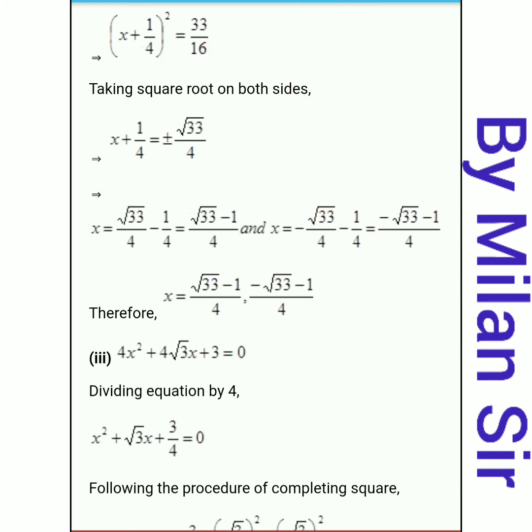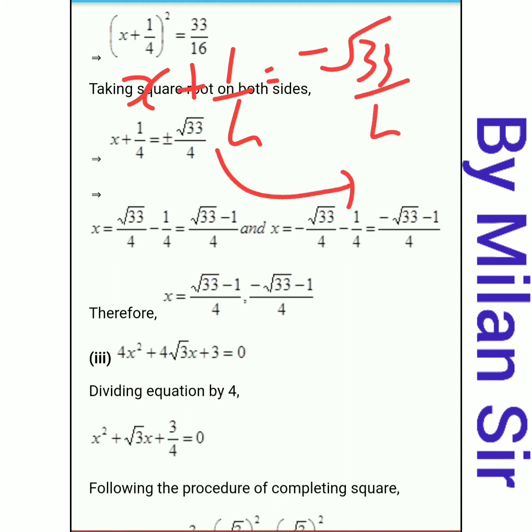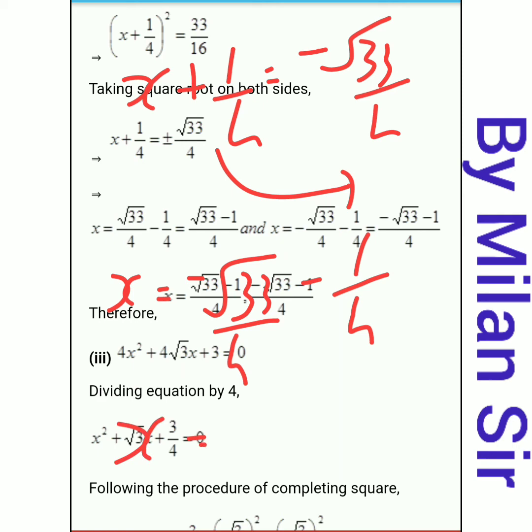Now second case, x plus 1/4 is equal to minus under root 33 by 4. Again transfer this 1/4 to the right hand side, it becomes negative. Okay, so minus under root 33 by 4. If we transfer this plus 1/4 to the right hand side, it becomes minus 1/4. Now again in the numerator directly we can simplify it. So (minus under root 33 minus 1) divided by 4, because we have the same denominator, so we do not need to do anything. Okay, this is our final answer.